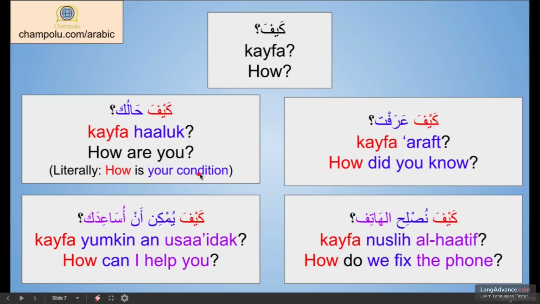حالك means your condition. Or we can ask a question like this: كيف نصلح الهاتف? How do we fix the phone? Or a question like this: كيف يمكن أن أساعدك? How can I help you?